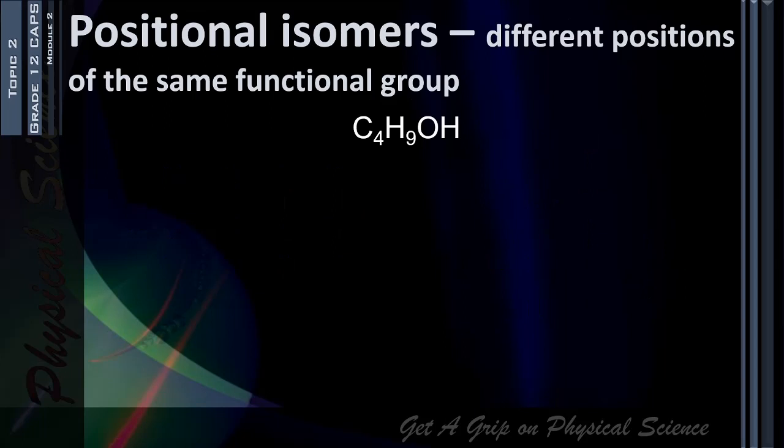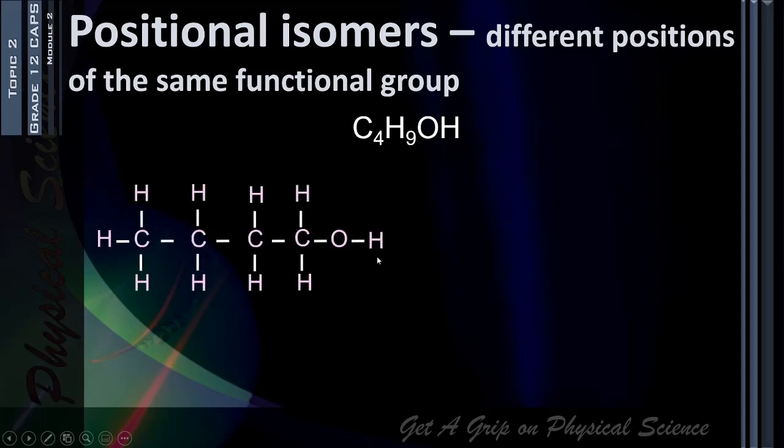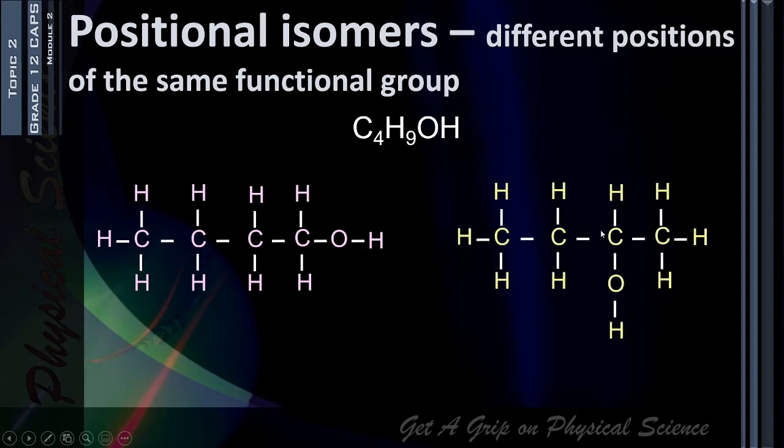The second type are positional isomers, and they have the same molecular formula but different positions of the same functional group. So if you look at the molecular formula, the OH, which is a hydroxyl, tells us that this molecule is an alcohol. But that hydroxyl can be on different carbons. So you can see in both cases we have 4 carbons, but the hydroxyl is attached to different carbons. So the position of the functional group is different for the two molecules, and therefore they are positional isomers.